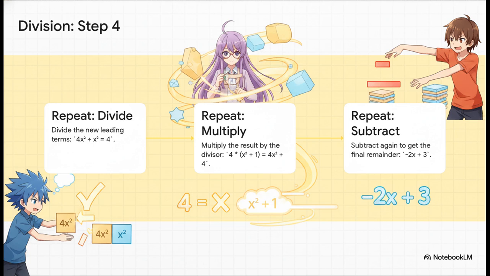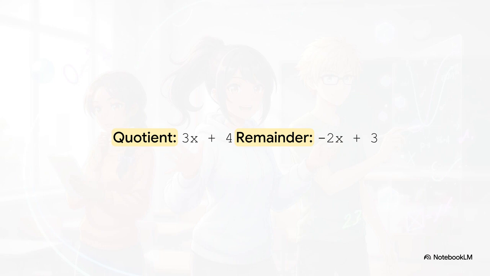And step 3. Subtract. Now look at what's left. The power of x is smaller than in our divisor. That's our signal. It means we're done. And there you have it. That's our final answer. The main part, the quotient, is 3x plus 4, and what's left over? The remainder is negative 2x plus 3. We did it. We tackled polynomial long division.